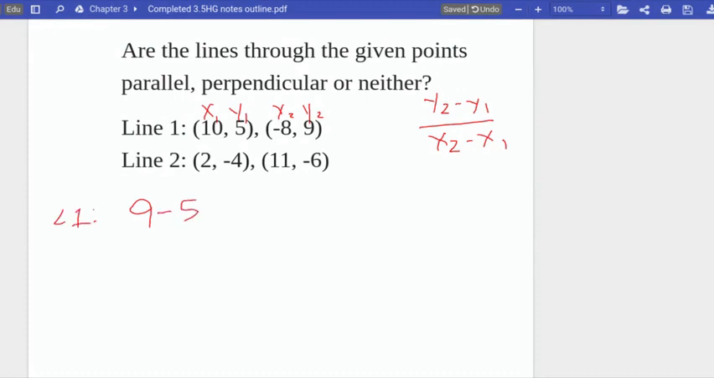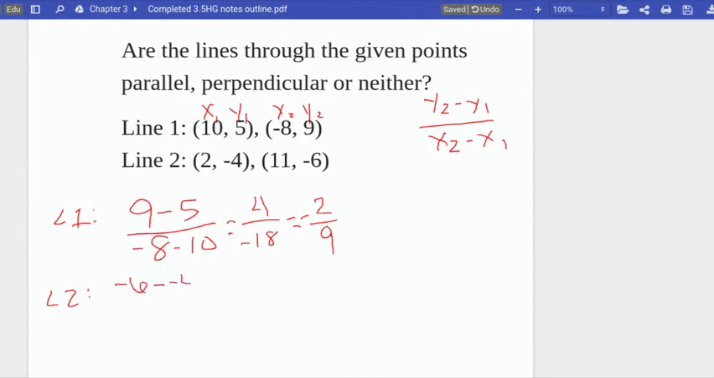So I've got 9 minus 5 over negative 8 minus 10. So it's going to be 4 over negative 18. And you always want to simplify if you can. So I can divide these both by 2. So it's going to be negative 2/9. And then if I look at line 2, I have negative 6 minus negative 4 over 11 minus 2. So this would become plus. So negative 6 plus 4 would be negative 2 over 9. So these have the same slope. So these lines would be parallel.